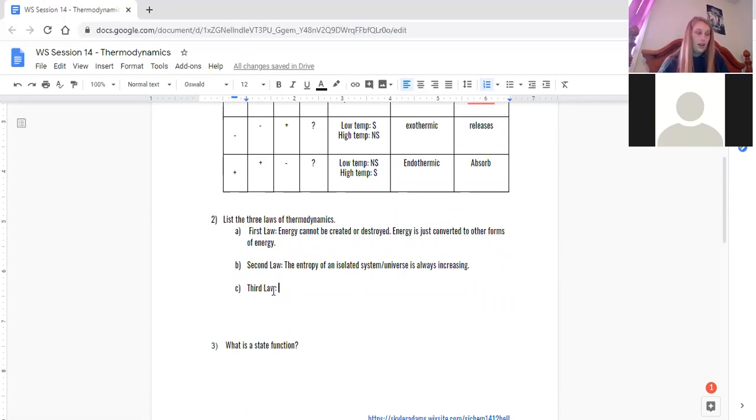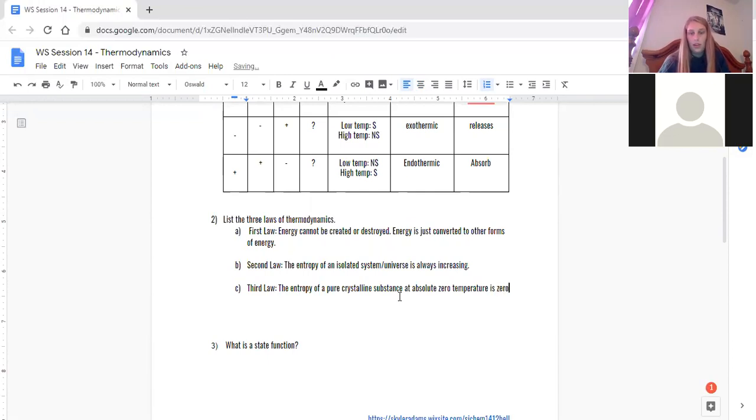So the third law says that the entropy of a pure crystalline substance at absolute zero is zero.